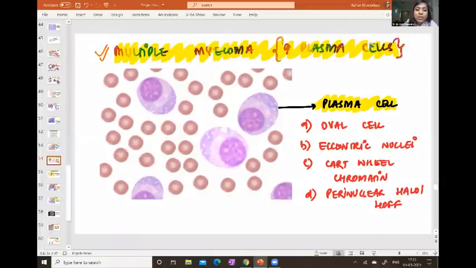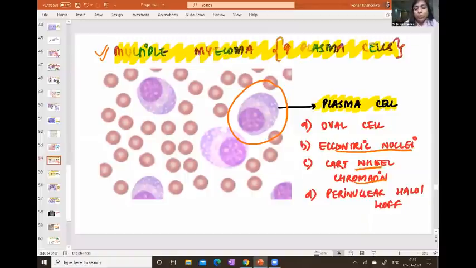It's an oval cell, अंडे जैसा, egg-shaped cell, right? So can you appreciate this is an oval cell? It has an eccentric nucleus, right? We see that the nucleus is pushed to the periphery. Cartwheel chromatin, as a pathologist, I do not use cartwheel chromatin as a marker, right?